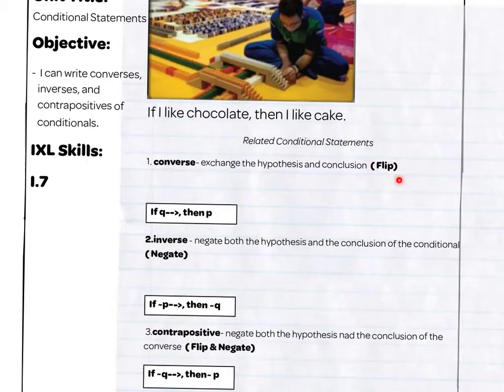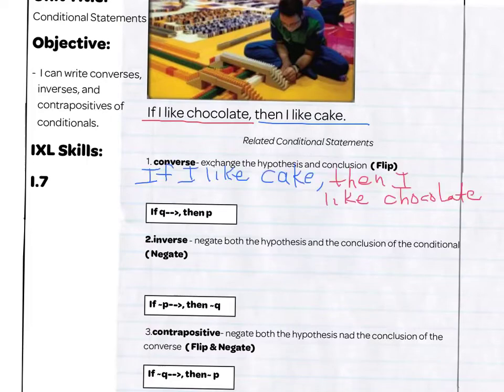You basically flip it. So if I remember that the hypothesis was, if I like chocolate, and the conclusion is, then I like cake, now I flip them to make the converse. Here's the converse: if I like cake, then I like chocolate. And again, it does not have to be true. Remember, we can figure out the truth value of this statement, and we need to know the logical equivalent. The logical equivalent for this statement is going to be if Q, then P.